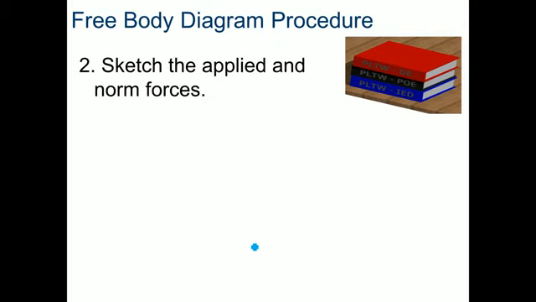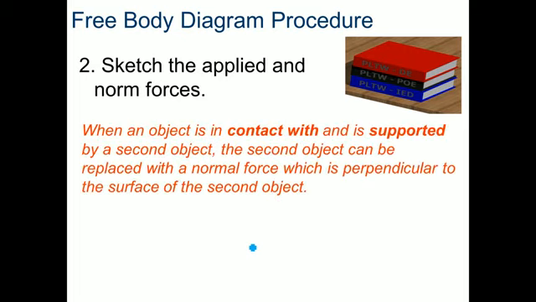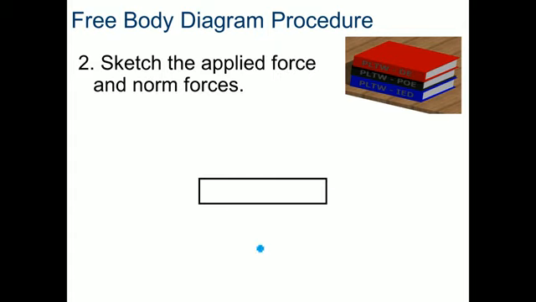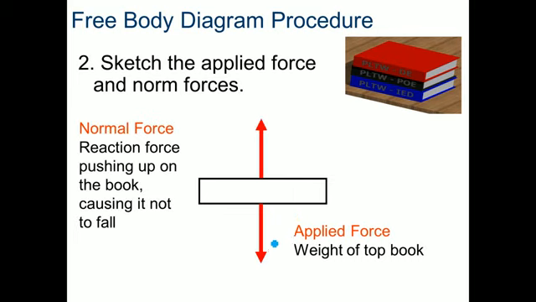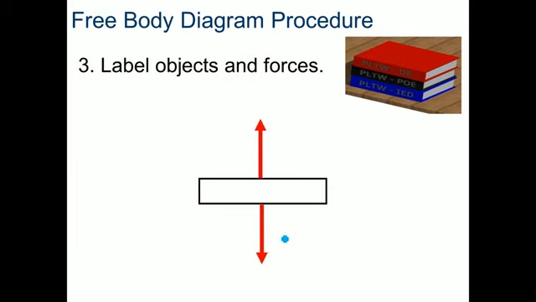The next step asks us to sketch the applied and normal forces. A normal force is a reactionary force. If I have an item sitting on top of something, the normal force is the force that keeps the item from going through it. In this case, the applied force is the weight of the top book. The normal force is a reaction force pushing up on the book, keeping it from falling. So I have a normal force coming up out of the book and an applied force going through the book into the books below it.